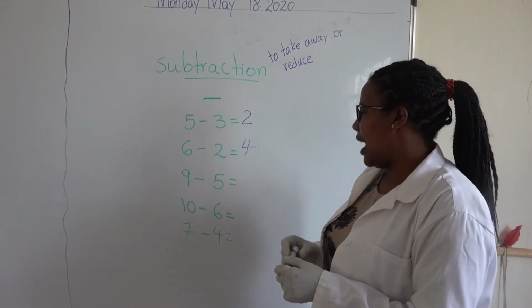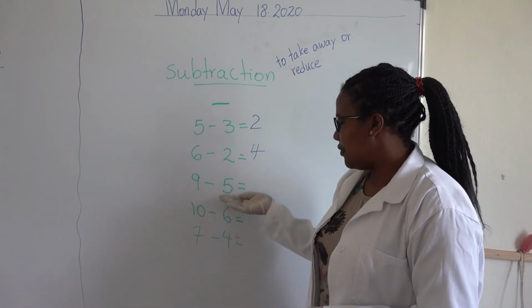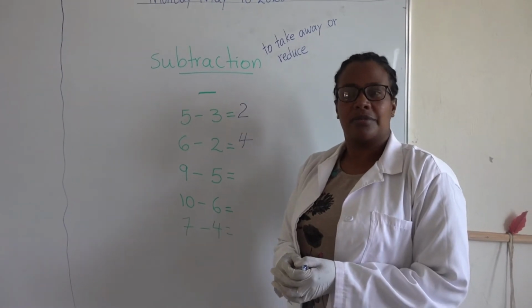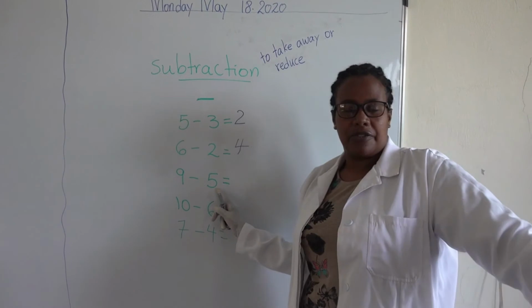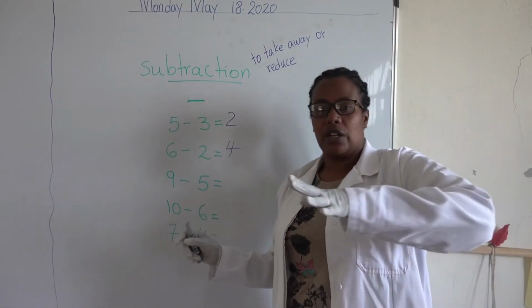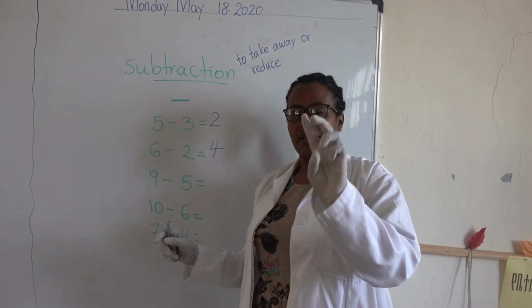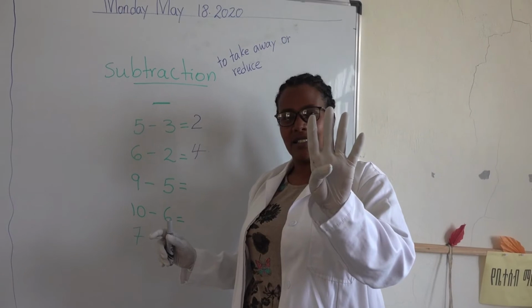Excellent. Now, let's go to the next question. 9 and 5. So, which one is a small number? Nice. Okay, 5 is the smaller number, so let's throw 5. 5, 6, 7, 8, 9. The answer is? Excellent.